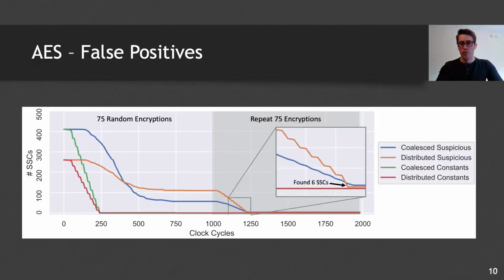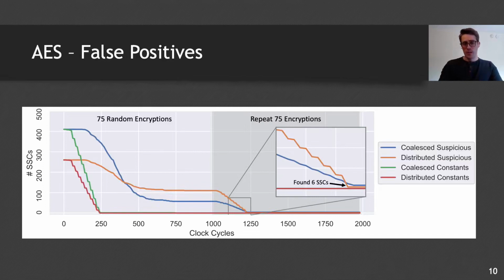Here we plot 4 traces that show the number of SSCs Bomberman identifies as suspicious over the course of a simulation that performs 150 encryptions. In blue and orange, we plot the number of suspicious SSCs reported for coalesced and distributed SSCs respectively. And in green and red, we plot the number of constant SSCs reported.